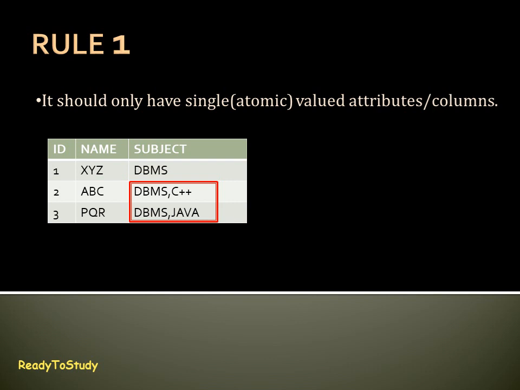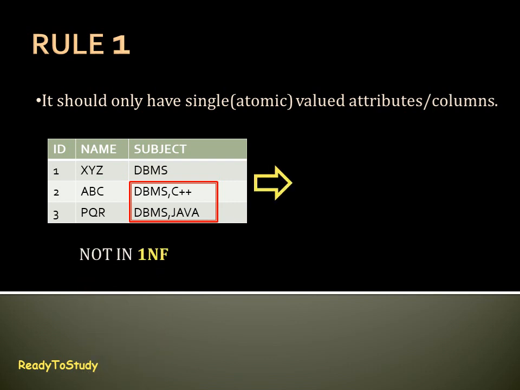Now the second student has entered 2 subjects, DBMS and C++. This is not a single valued or atomic attribute, because there are 2 values, DBMS as well as C++. For the third record, there are 2 subjects, DBMS and Java. These are not single valued attributes, and they are not allowed in first normal form. So that is rule 1. It should only have single atomic valued attributes or columns in first normal form.